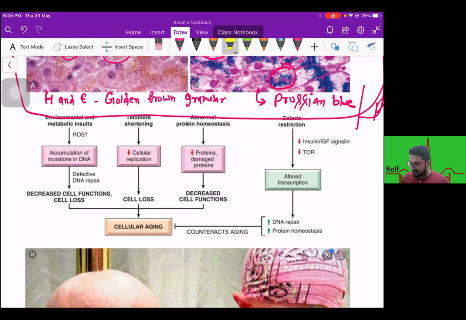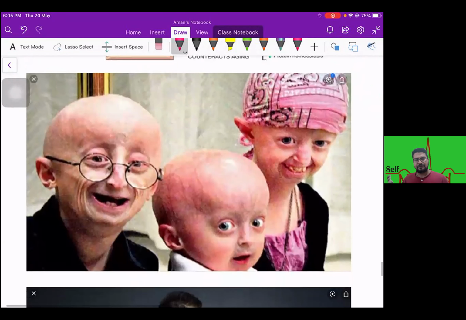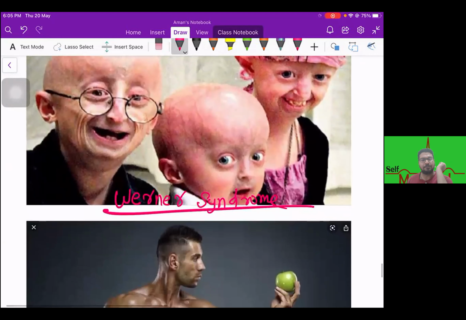Now understand this. The best way to delay the aging process is calorie restriction. Other things you don't have to study. Sometimes some people will look prematurely aged, for example, they look much older than their normal age. We call this premature aging or Werner syndrome. We also call this progeria.